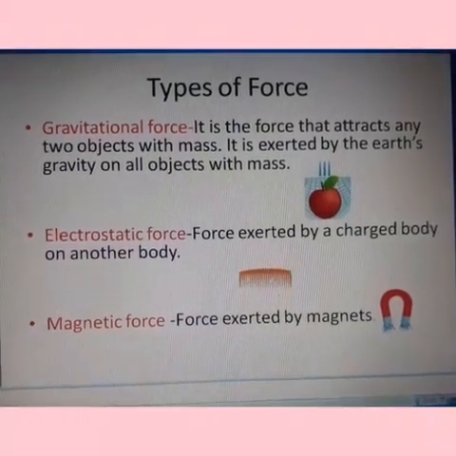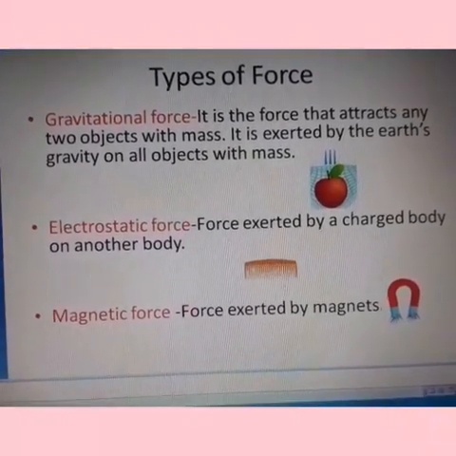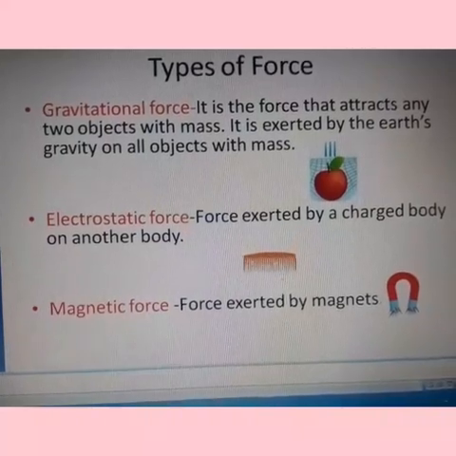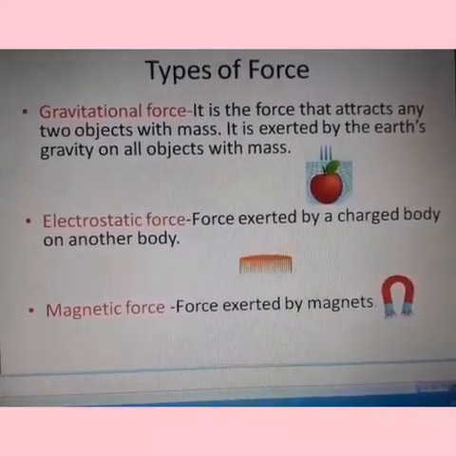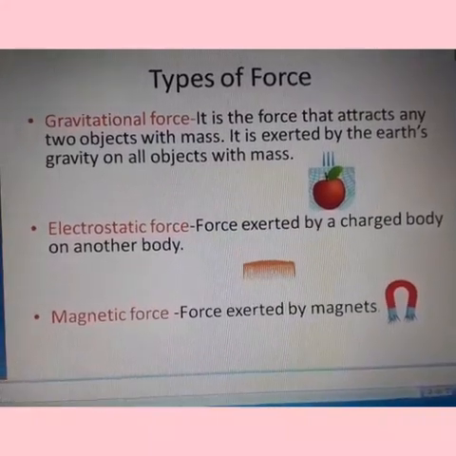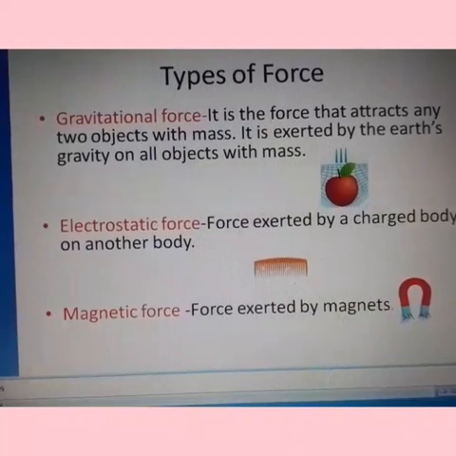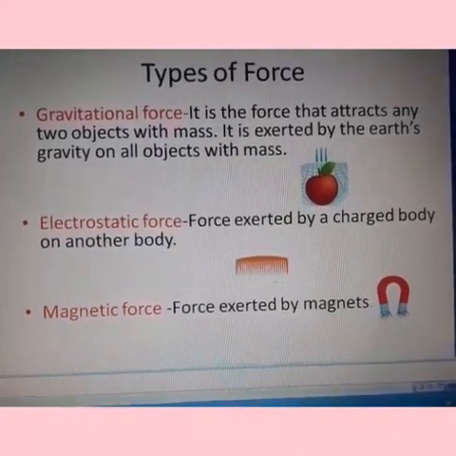Let us study some types of forces, that is, some types of contact force and non-contact force. First, the gravitational force. Gravitational force is the force that attracts any two objects with mass. It is exerted by the Earth's gravity on all objects with mass.